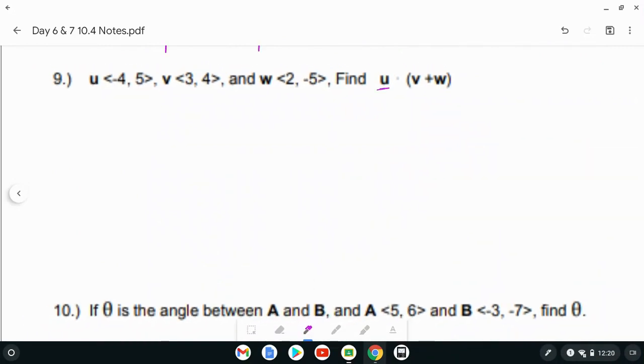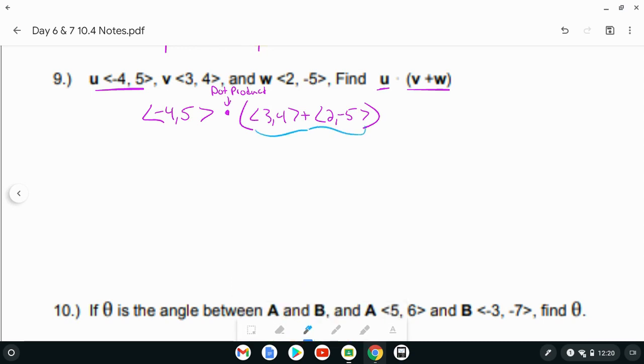So if we have vector u, let's just fill in what we know right now. We have -4, 5. And again, we're doing the dot product, not multiplying, with u parentheses v plus w. So we have 3, 4 plus w is 2, -5. Just like our normal expressions, we got to do inside the parentheses first. So we're going to do our vector addition first. So we have 5, -1. And then the other one is still -4, 5.